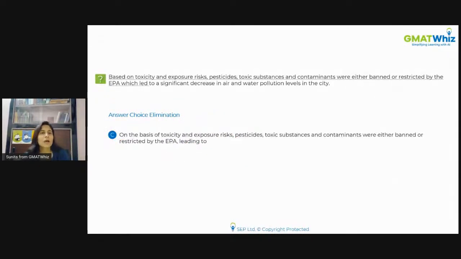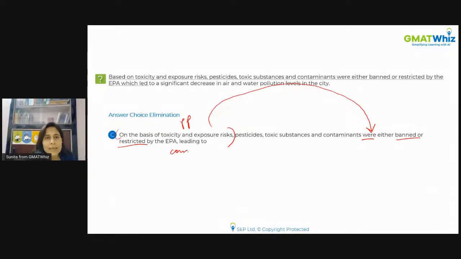Let's move to C, on the basis of toxicity and exposure risk. Now here I have a prepositional phrase, okay? And a prepositional phrase can modify the verb from far away. So on the basis of toxicity and exposure risks, something were banned or restricted. All right, so far it makes sense. By the EPA, and then we have a comma. So you have the comma plus ing here, which means it is modifying the nearest verbs restricted and banned. So this banned or restricted led to a significant decrease in air and water pollution, and therefore so far C looks good on all counts.